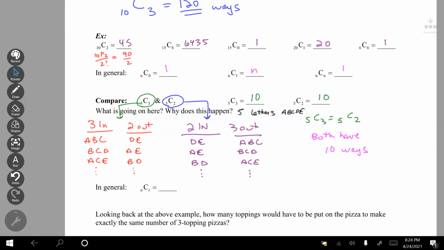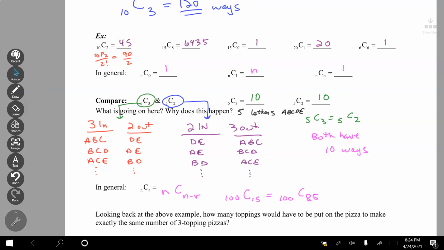nCr, whatever n and r are equal to, is going to be the same as nC(n minus r). As an example, 100C15 is going to be 100C85. I have no idea what they're equal to. I know they're equal to each other because this says out of my 100, 15 are in and 85 are out. And this says out of my 100, 85 are in and 15 are out. It's the same idea either way.